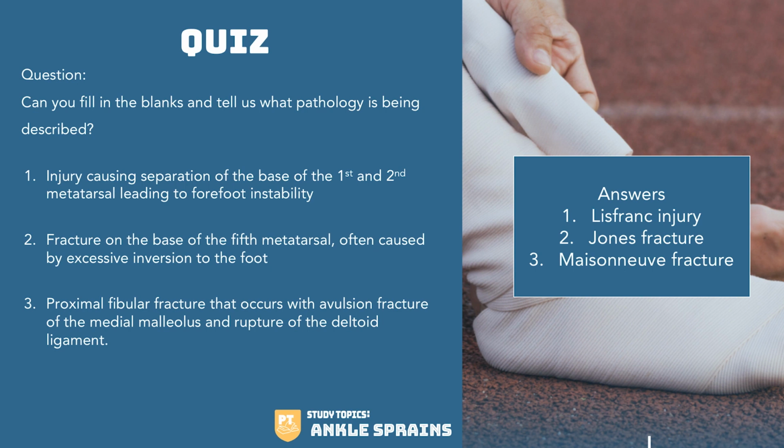All right, and last we have proximal fibular fracture that occurs with a fracture of the medial malleolus and a rupture of the deltoid ligament. This one's a little bit tricky. It's called a Maisonneuve fracture, and I've probably butchered how I'm saying it. This is a really tricky one, and truthfully, we're not expecting you to know the name, but we do want this to bring to your attention that you should always check the proximal fibula after a medial ankle injury, okay? Kind of weird, right?